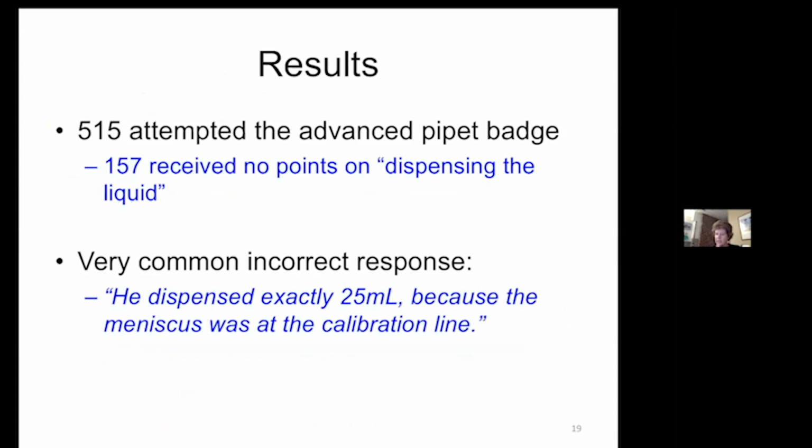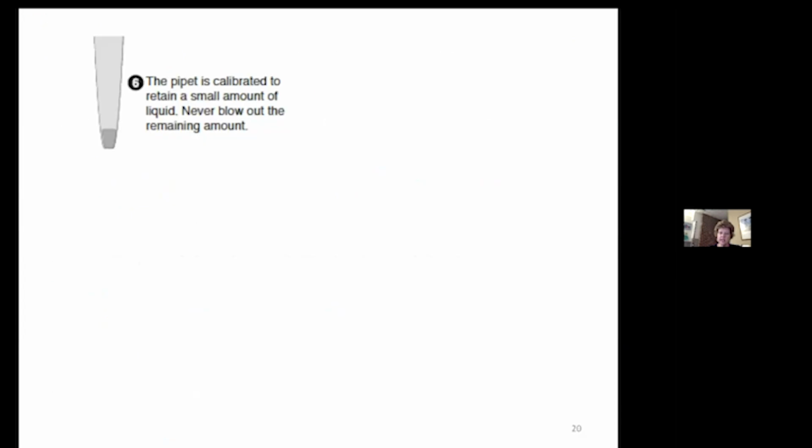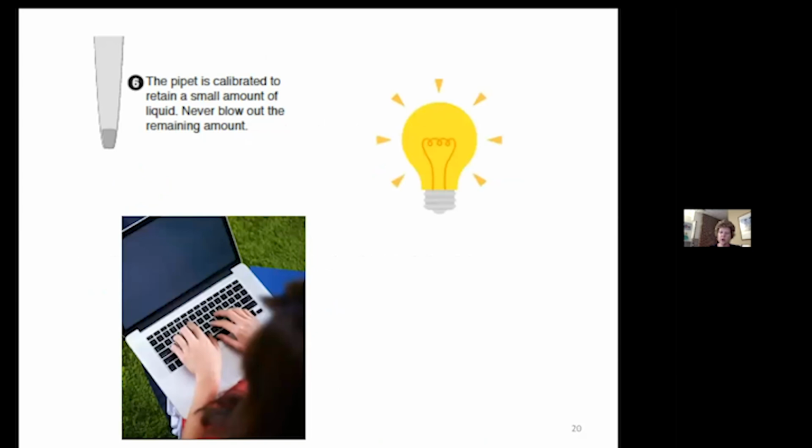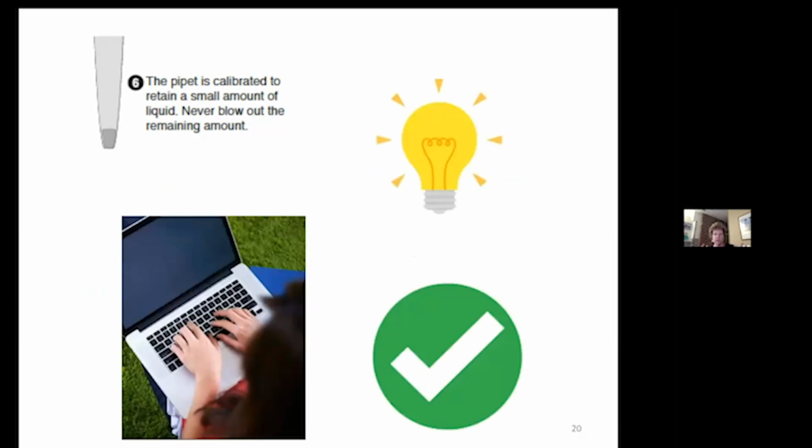And so getting them to understand that, okay, you need to go take a look at your laboratory notebook, which has this exact image that the pipette's calibrated to retain a small amount of liquid. You never blow out the remaining amount. And what you're hoping is then the students will realize, okay, well, that must mean that this is the wrong practice. It doesn't matter that the meniscus was at the calibration line, and that you've actually delivered a little bit more than 25 milliliters.